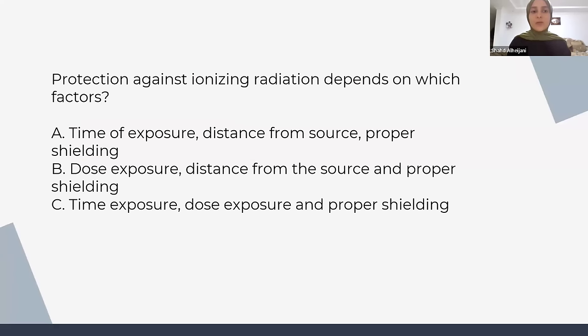One more question. Protection against ionizing radiation depends on which factors? Okay, everyone is answering A. Good job. So what do we call this? Can anyone remind me, what do you call this? Yes, the ALARA principle. So the ALARA principle is responsible for the protection against ionizing radiation, and it depends on the time, the distance, and the shielding. So I don't think there's a problem with this question. We can move on to the next one.